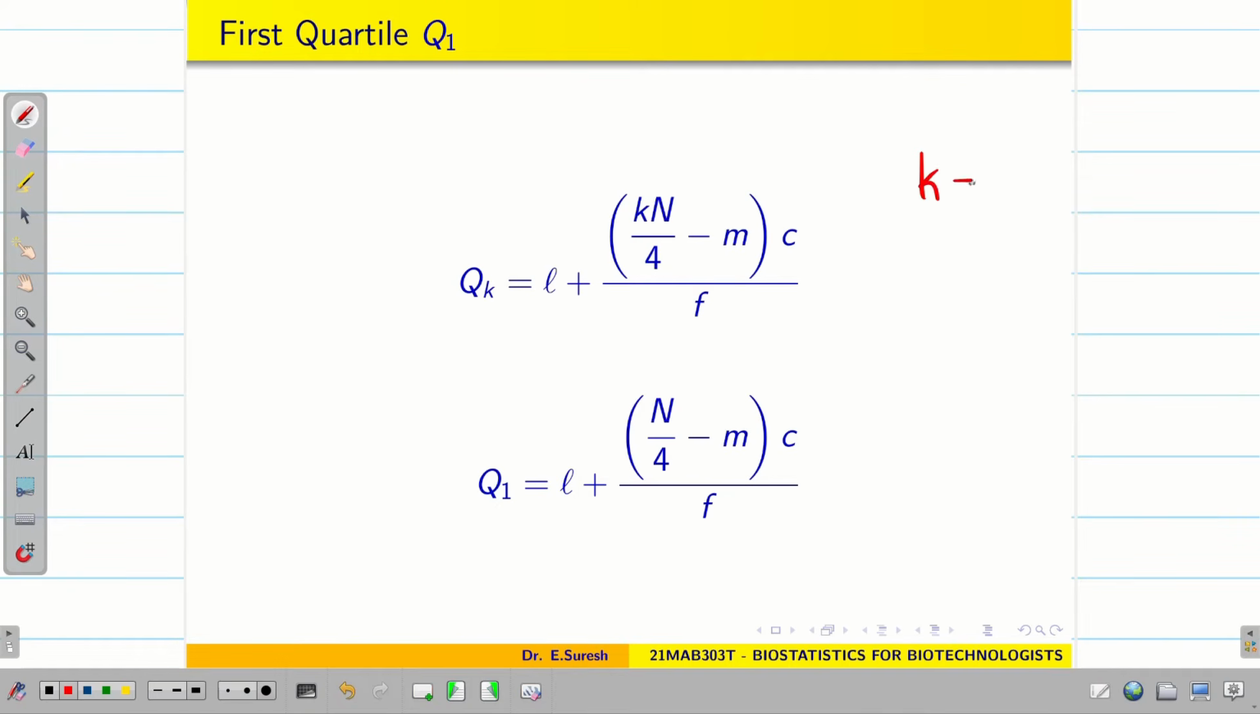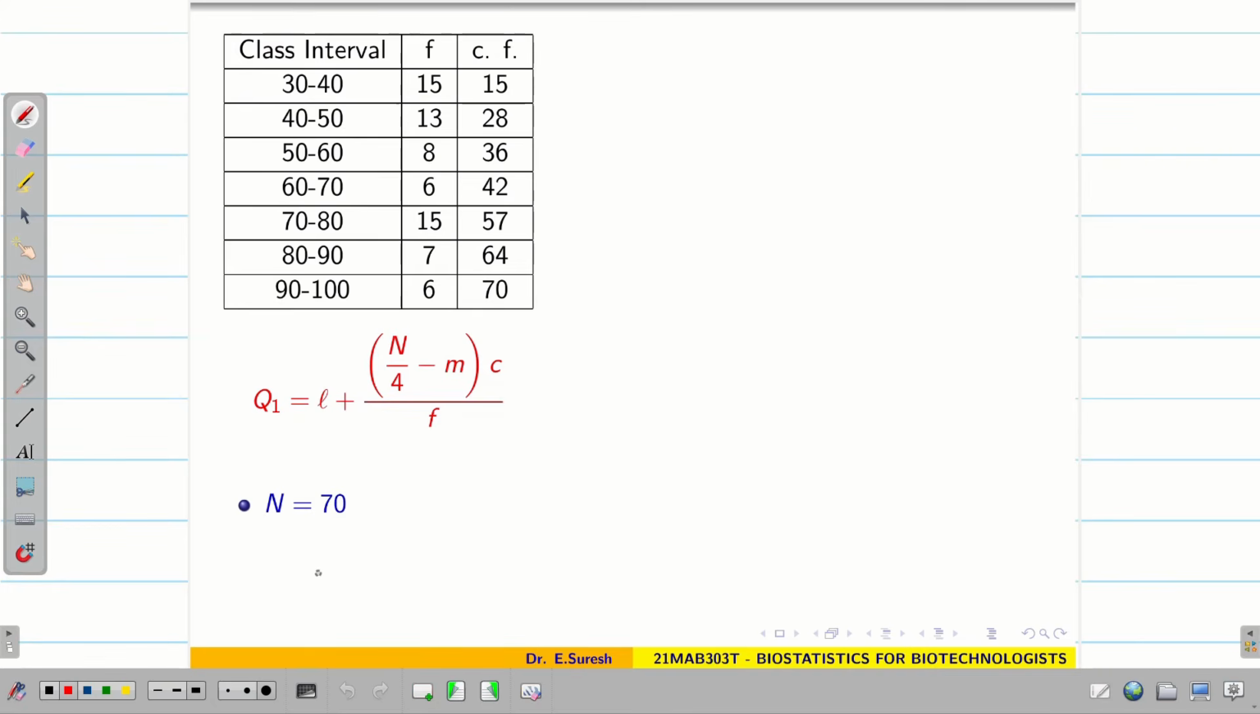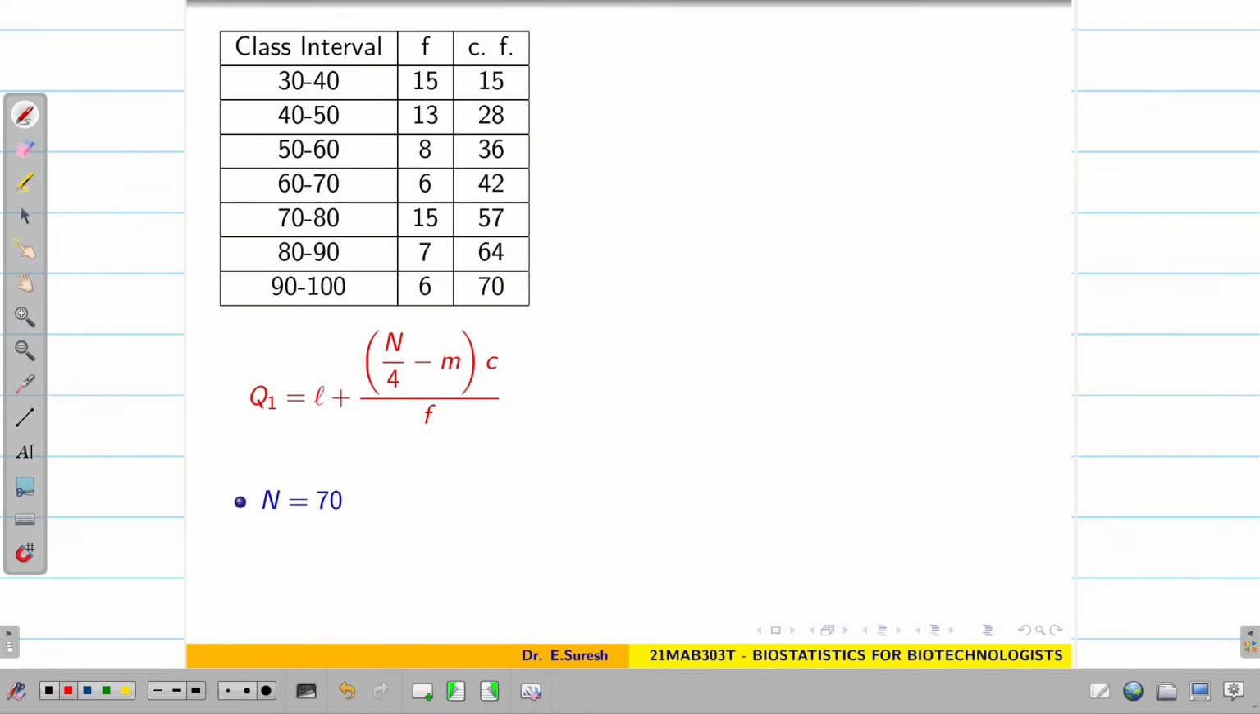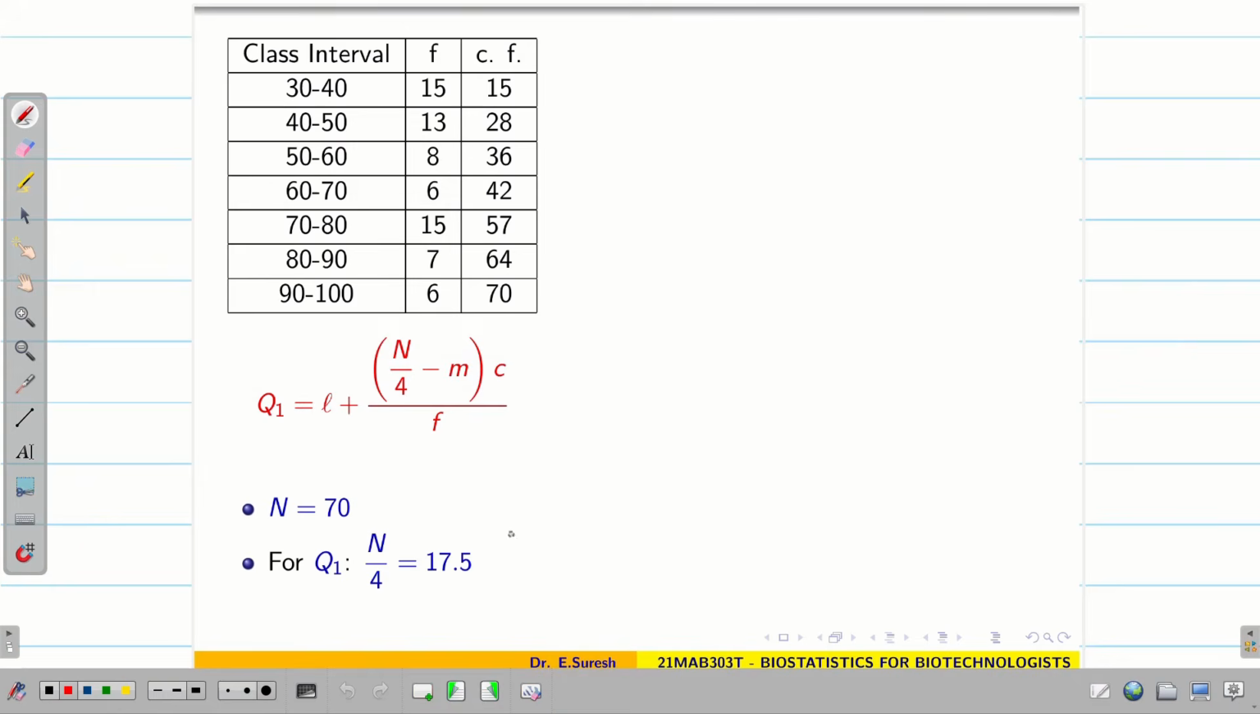So when I put K equal to 1, we get L plus (n by 4 minus m) into c by f. Now n is 70. Next we have to find all the data which is needed for the formula. N by 4 is going to be 17.5. Now we have to find a value which is greater than 17.5 and very close to 17.5. In the cumulative frequency column, we found 28 is bigger than 17.5 and it is very close to it.